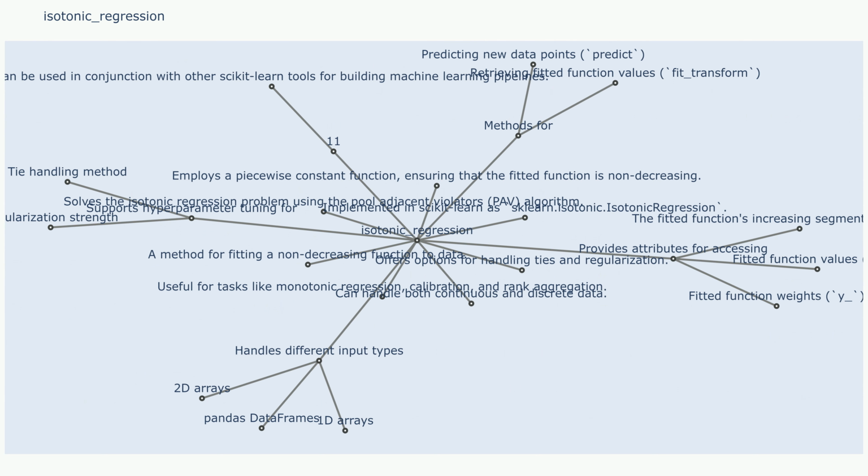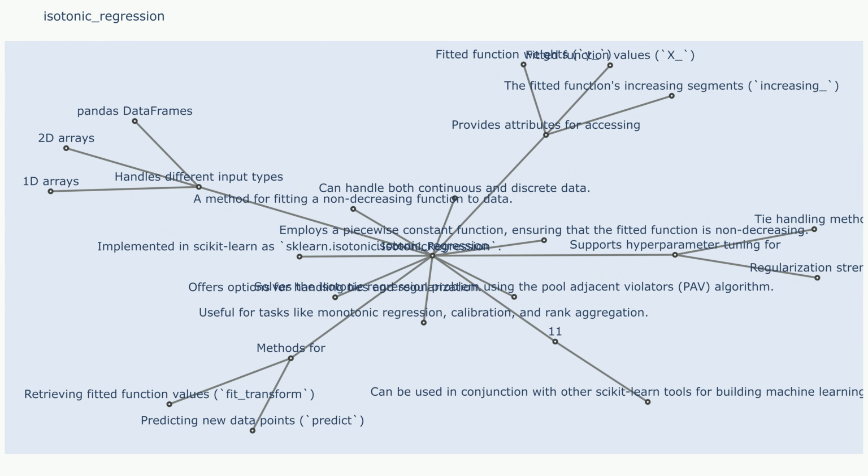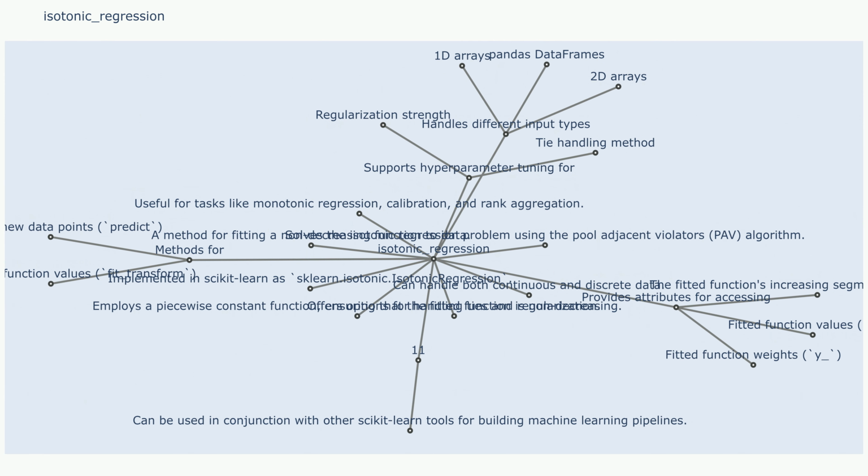Interp method specifies the interpolation method for predictions. Linear is the default and uses linear interpolation between known points. Other options like nearest or zero might be appropriate depending on the desired behavior. Example usage. Python: from sklearn.isotonic import IsotonicRegression. Sample data. x = 1, 2, 3, 4, 5, 6, 7, 8, 9, 10. y = 1, 3, 2, 5, 4, 6, 7, 9, 8, 10.